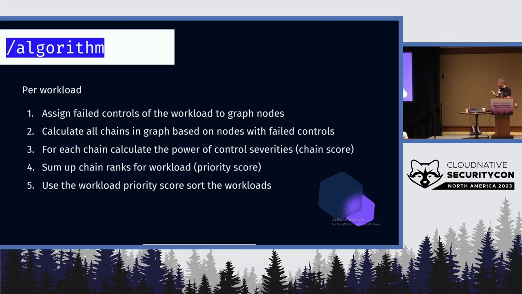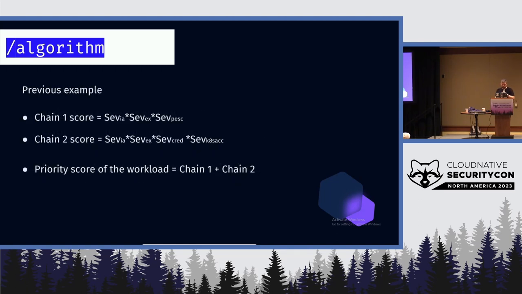And for each chain, it calculates a score, which is based on the severity of each control that failed on it. Then it sums up all the chains together, and this is going to be the priority score of the workload. At the end, it can take all the workloads together and create a priority list of each one based on this score.